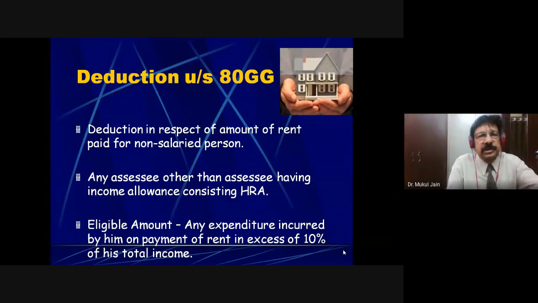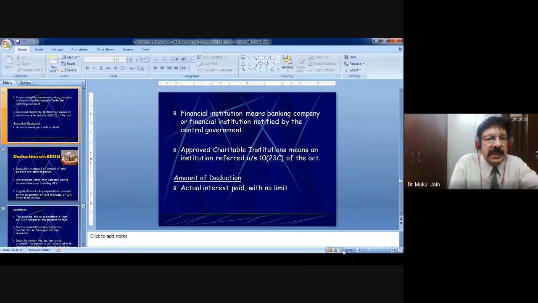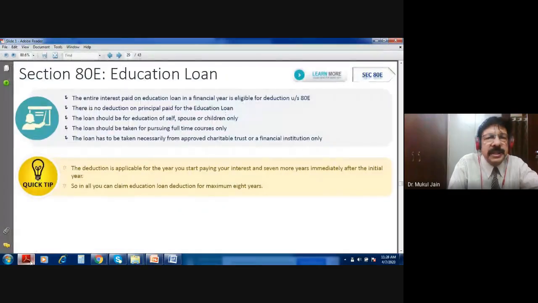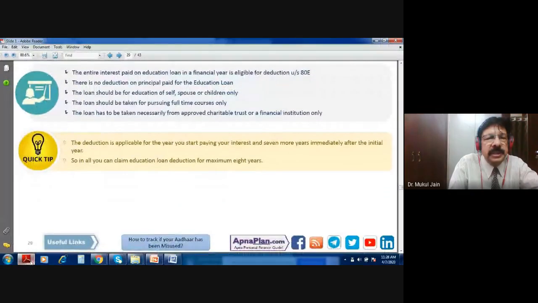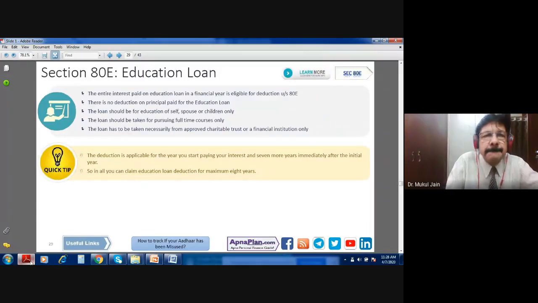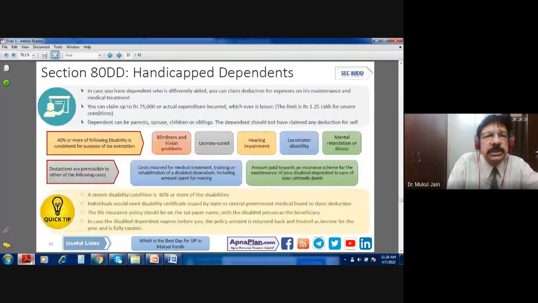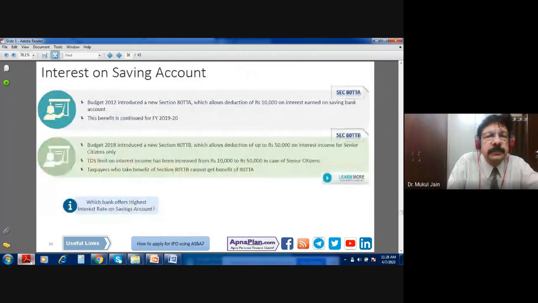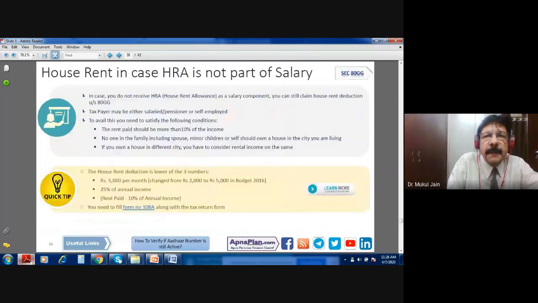So next is deduction under section 80GG. So let me just check whether this 80GG is still there. Just give me 1 minute. 80GG. Yes, 80GG. First of all, let me read this slide.